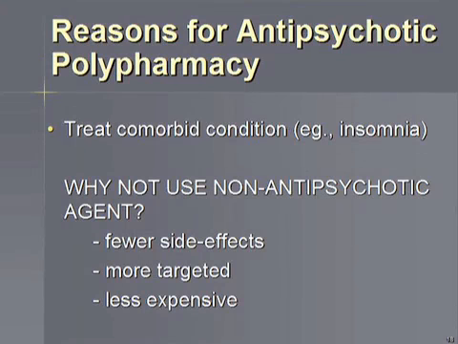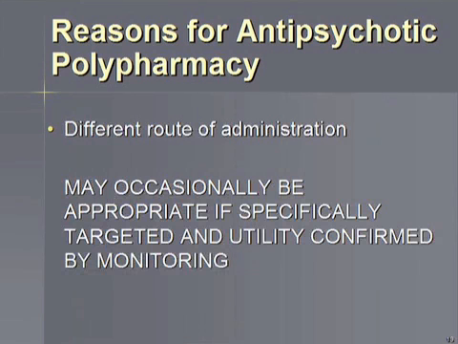So in terms of treating comorbid conditions, there are other alternatives. What about a different route of administration, as you brought up, that you use a long-acting injectable like fluphenazine decanoate or haloperidol decanoate? It may occasionally be appropriate, but it needs to be specifically targeted and its utility confirmed by monitoring. Having different routes of administration, one IM, one oral, is reasonable, but show that it's useful for this particular patient.